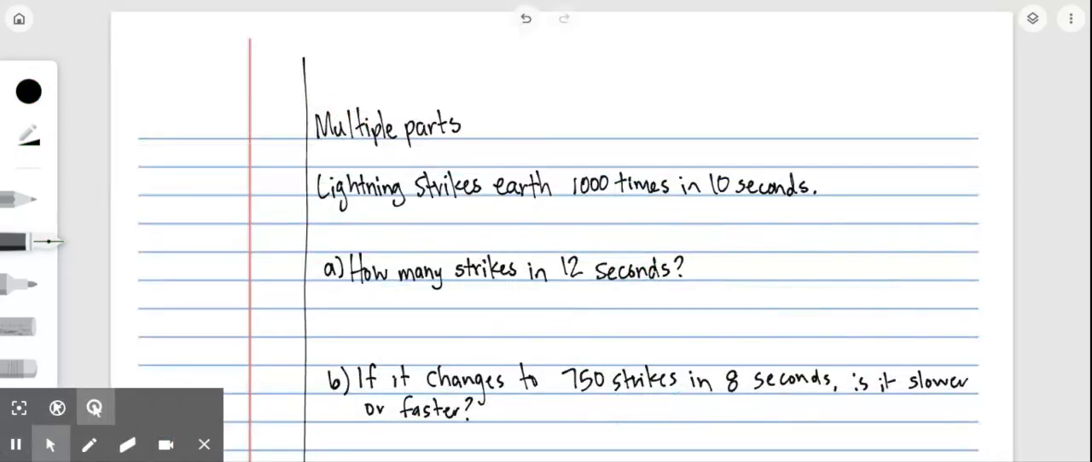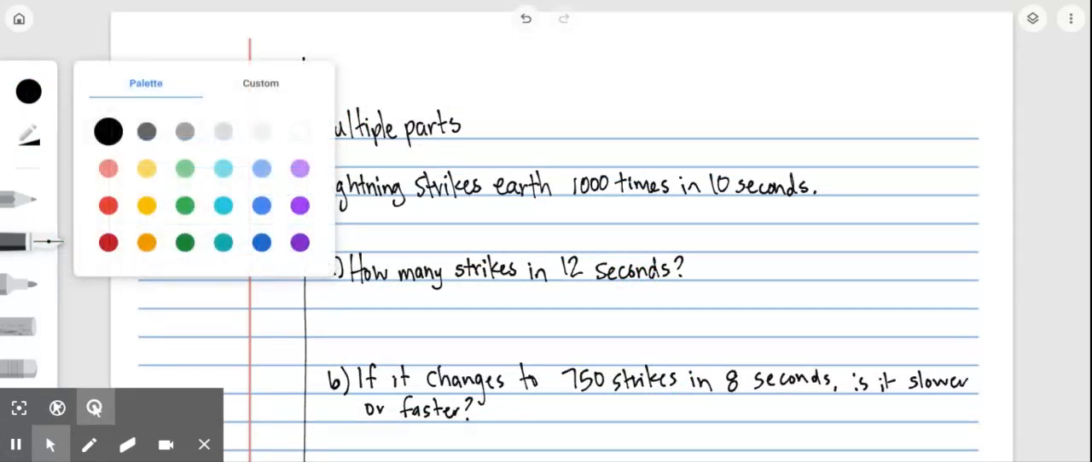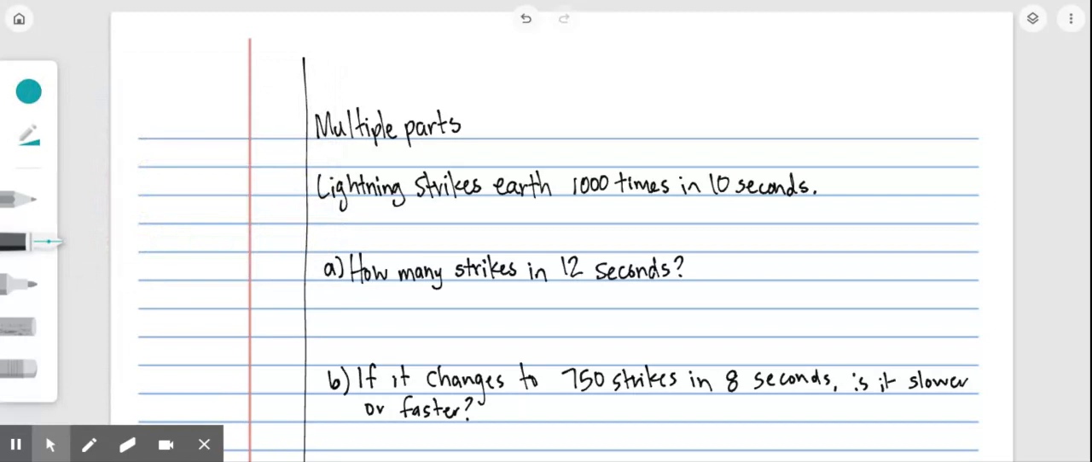Okay, so this type of problem has multiple steps, and so you got to do multiple parts. Okay, so it says lightning strikes the earth 1,000 times in 10 seconds. So that means every 10 seconds we got 1,000 lightning strikes. Okay. It says how many strikes happen in 12 seconds. That's part A. So in order to solve part A, we need to first find the unit rate. And then second, we need to multiply the unit rate. So first, let's find the unit rate.